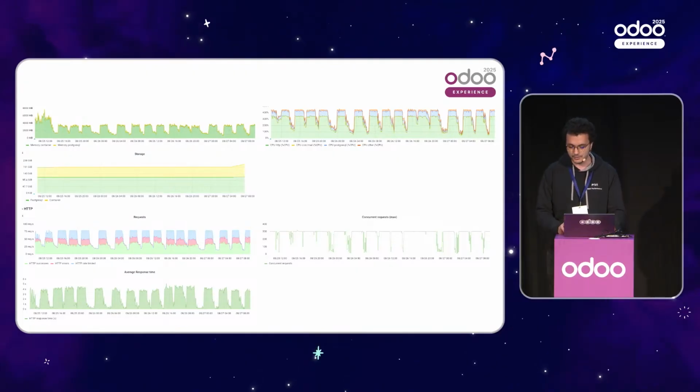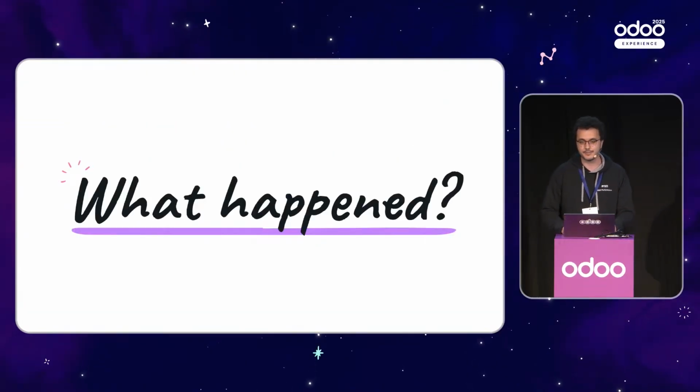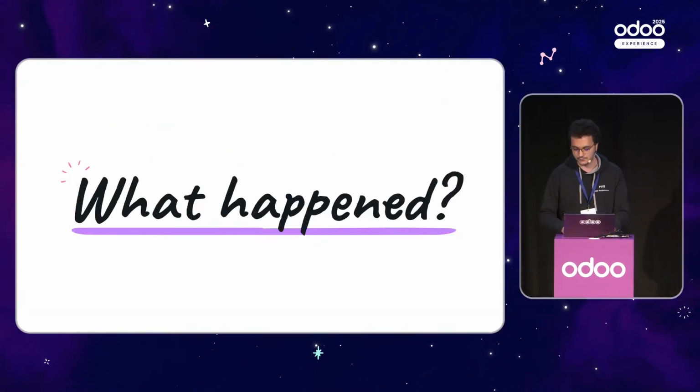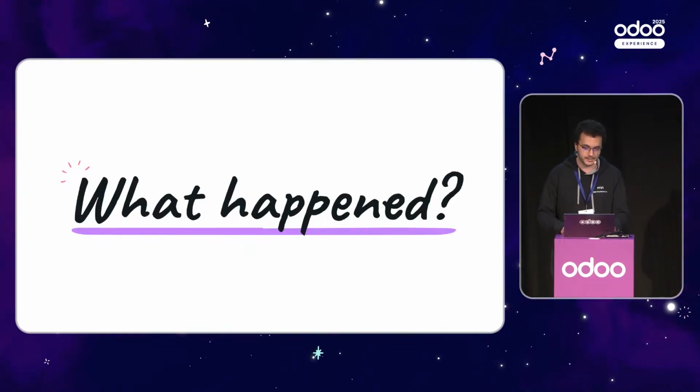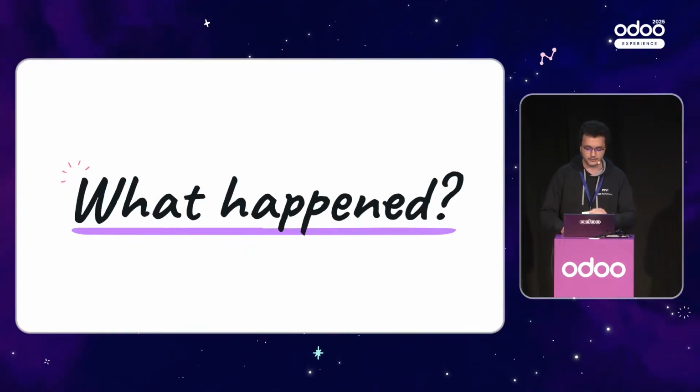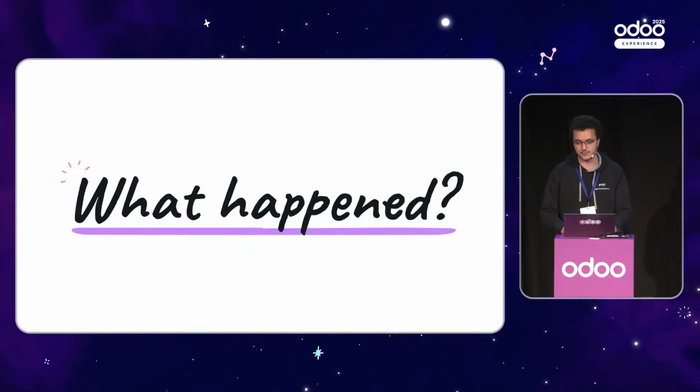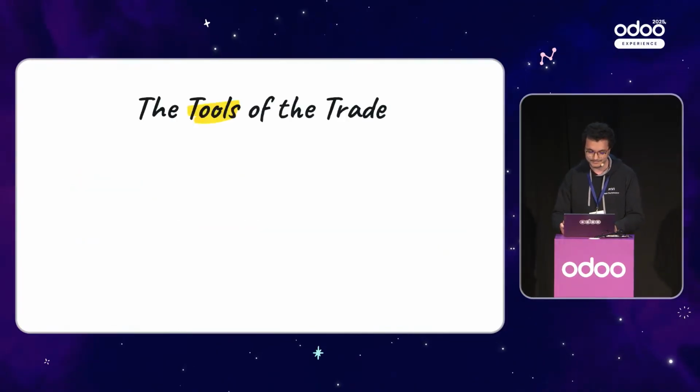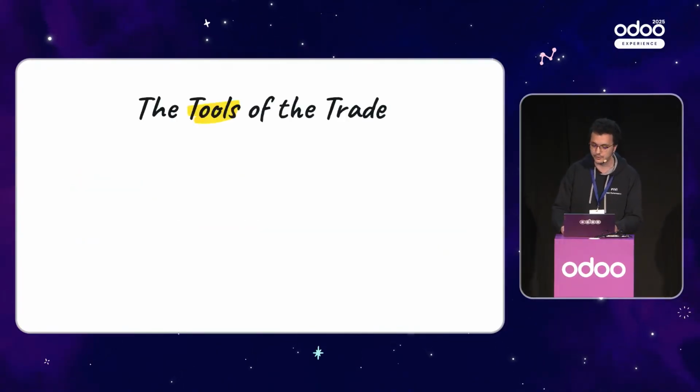The main idea, when you see this, is to understand what happened and how to identify what was the root cause of the issue. And I'm going to teach you at the end of this talk one superpower that's going to fix almost 80% of all your performance issue problems. Stay tuned. So we need basically two tools for the trade.